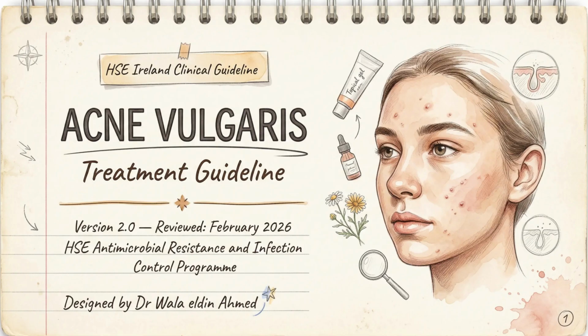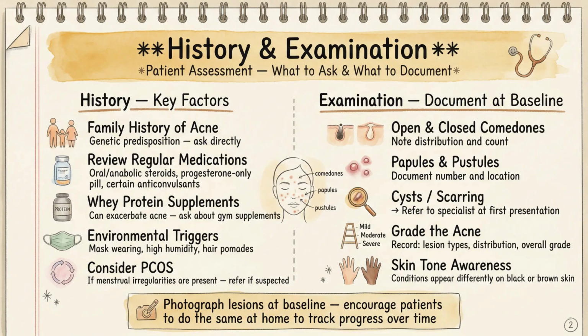Before you even look at a patient's skin, the history tells you a great deal. Always ask about family history of acne. It is a strong predictor of severity and treatment response. Then review their medications. Several common drugs can exacerbate acne, including oral and anabolic steroids, progesterone-only contraception, and certain anticonvulsants. Make a habit of checking this every time.